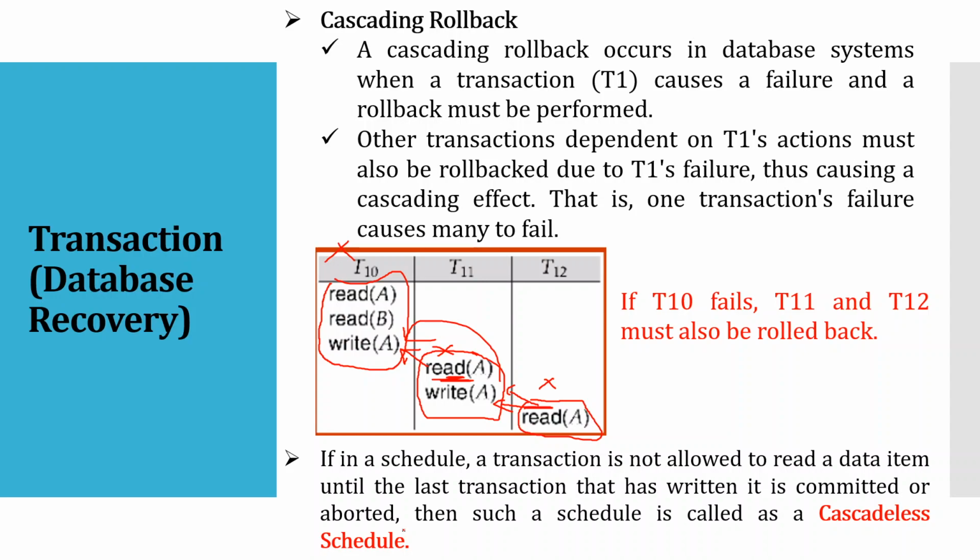So what does this mean? Can anyone tell me? Looking at the definition, can anyone describe it to me? Just read it again. A transaction is not allowed to read a data item until and unless the other transaction has issued either a commit command or an abort command on that particular data item.